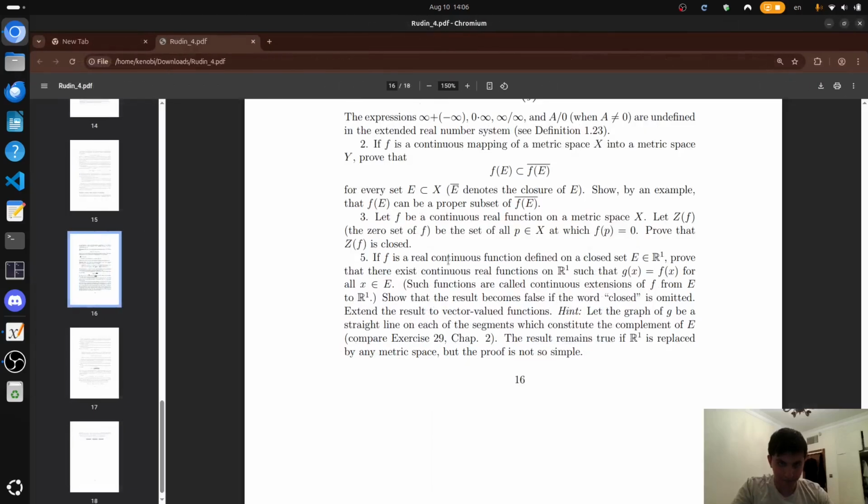Okay. Now if f is a real continuous function defined on a closed set E in R1, prove that there exists a continuous real function g on R1 such that g of x equals f of x for all x in E. So you're taking a real continuous function f on a subset of R and another function on all of R, and they're equal at those points.